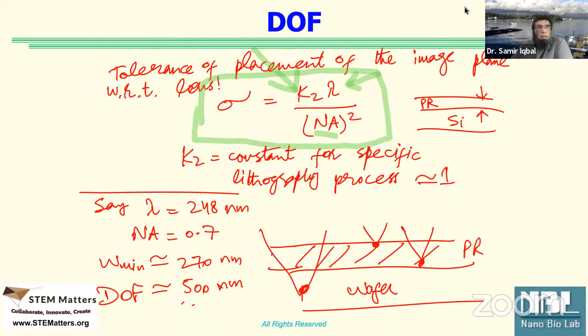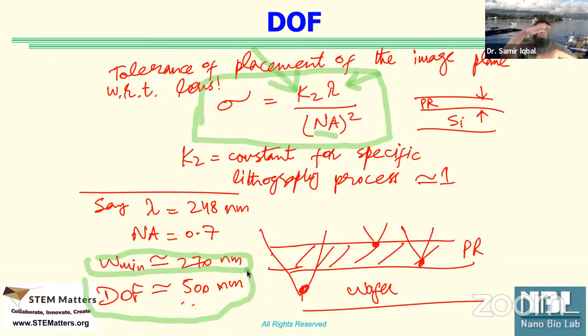So for example, here a lambda of 248 nanometers is given. This is the wavelength of a specific UV light. When you plug that into the equation, we get a Wmin of 270, which means the smallest feature I can make is 270 nanometers.